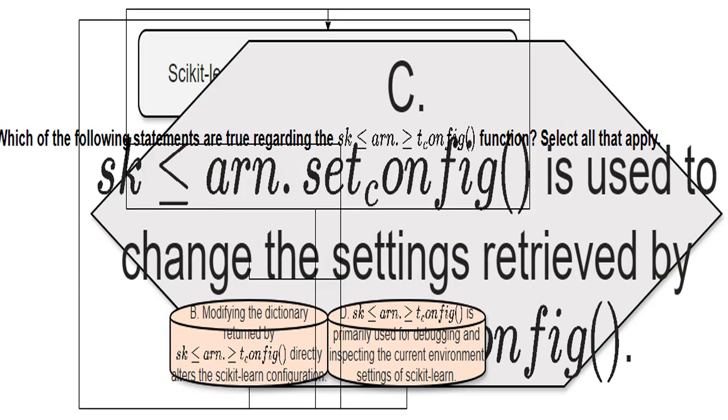This statement says you use a different function, _set_config, to actually change those scikit-learn settings. This is also true. _get_config just lets you see the settings. _set_config lets you change them. It's like reading a cookbook versus actually cooking a recipe.